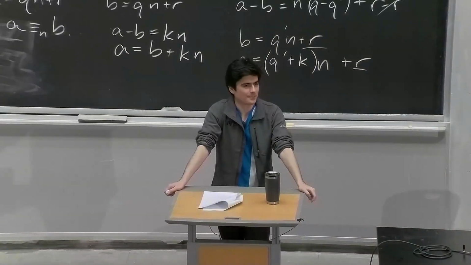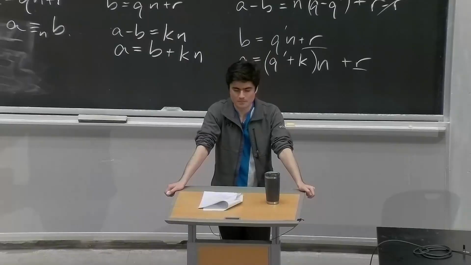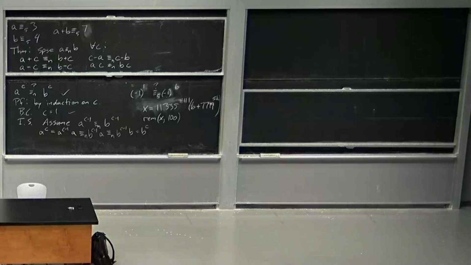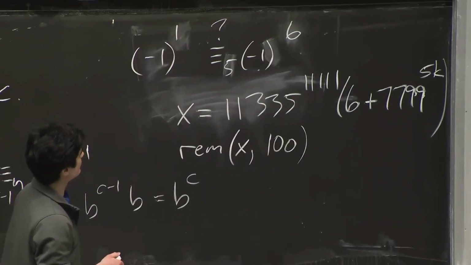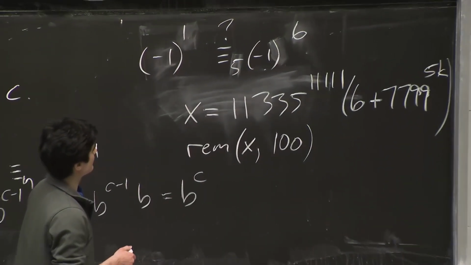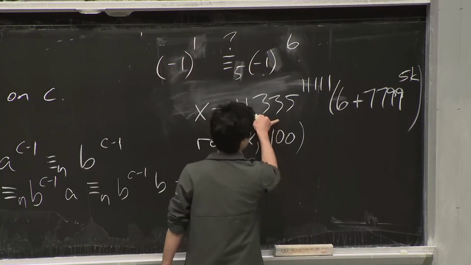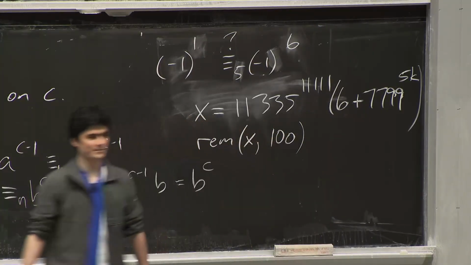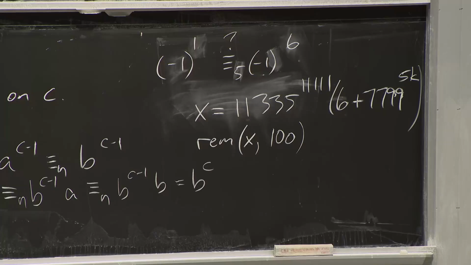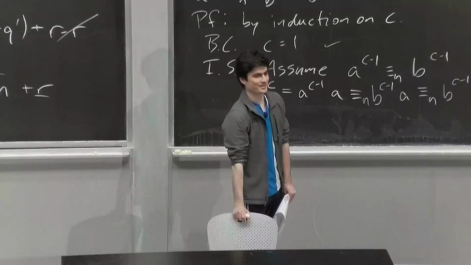What might our first step be? Distribute, separate out the 11,000 times 6 plus 11,000 times the 7,000. Okay, so the answer was distribute this across this addition. I claim that that's going to make our lives harder, not easier.